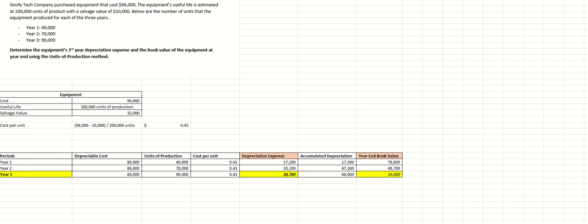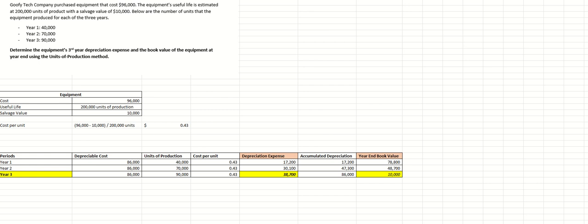So in this scenario, Goofy Tech Company purchased equipment that cost $96,000. The equipment's useful life is estimated at 200,000 units of production with a salvage value of $10,000. Below we have year one, 40,000 units were produced. Year two, 70,000 units. Year three, 90,000 units. We have to determine the equipment's third year depreciation expense and the book value of the equipment at year end using the units of production method.